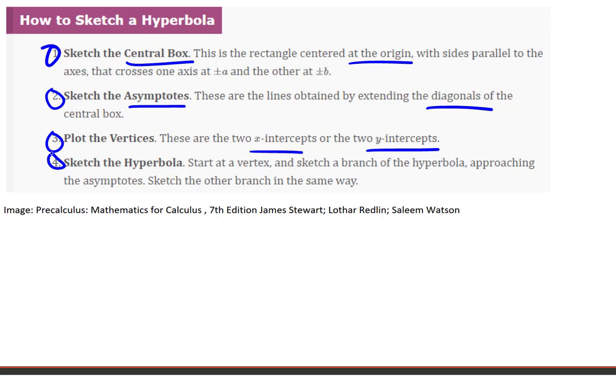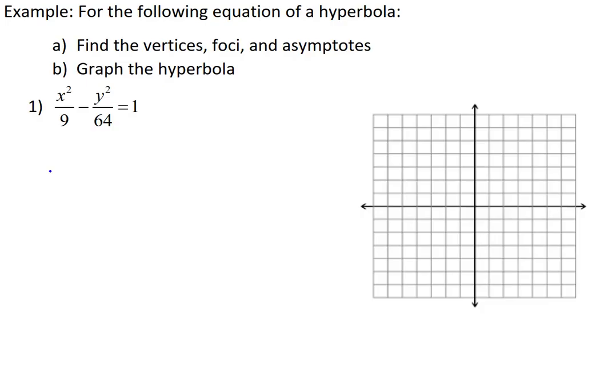And then lastly, we're going to sketch the hyperbola, which is really just two kind of parabola-looking branches that go away from each other, and they're kind of bound by all the characteristics that would have already been plotted by getting to this step. Let's consider an example where for the following equation of a hyperbola, we want to do two things. First of all, find the vertices, foci, and asymptotes, and then secondly, graph it.